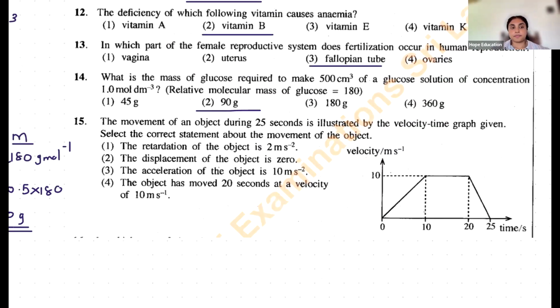15th question. The movement of an object during 25 seconds is illustrated by the velocity time graph given. Select the correct statement about the movement of the object.